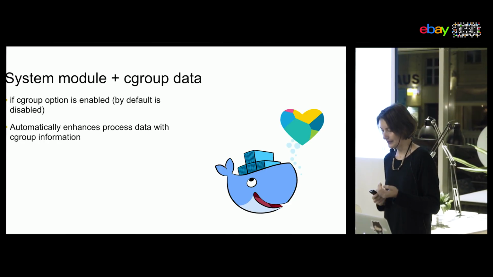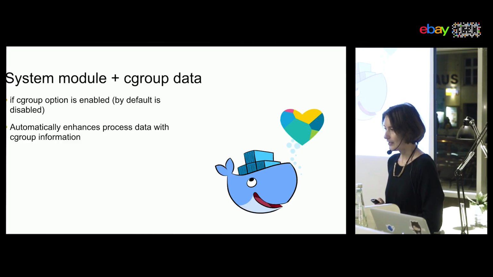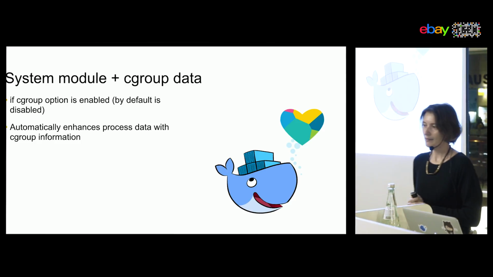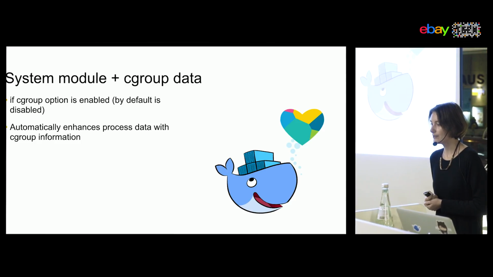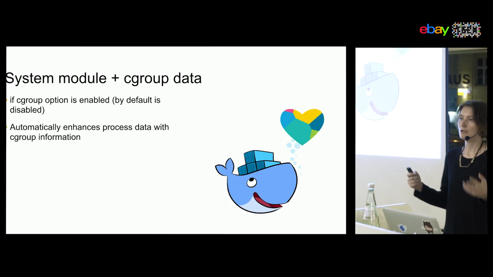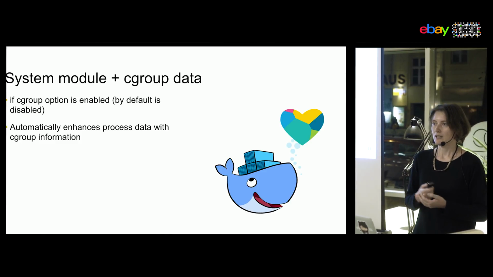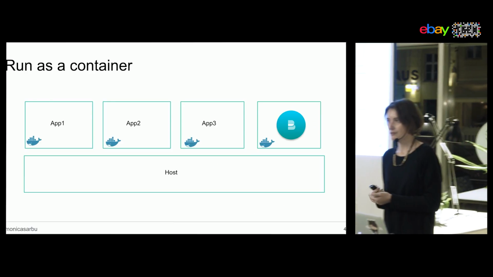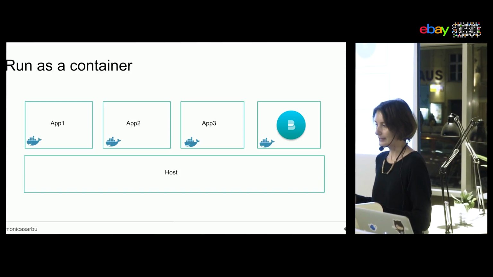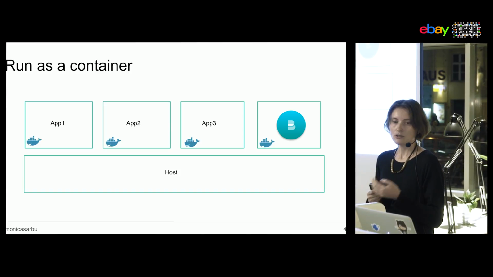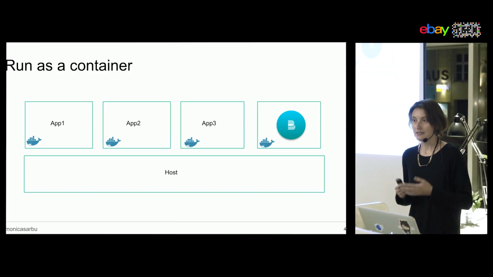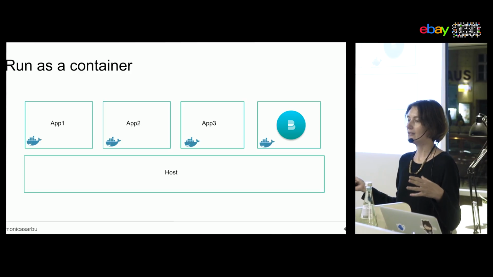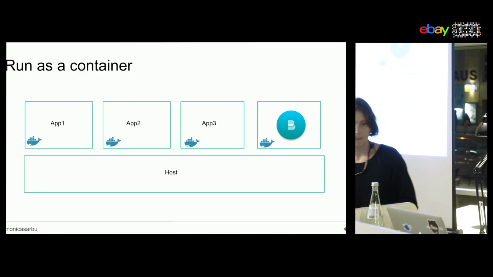The second solution comes as part of the system module in Metricbeat. So if you are enabling the cgroup configuration option, then the process information will be enhanced with cgroup data. So no matter what solution you are using for gathering details about your Docker containers, you'll probably want to run Metricbeat in a container on your host in order to be able to monitor all the other containers that are running on that host.